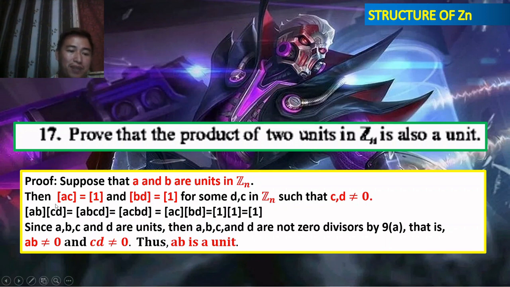Now class, AB times CD is equal to ABCD, then ACBD, rearranged since this is commutative. Then we regroup as AC times BD. AC is 1, so we replace it with 1, and BD is also 1, so 1 times 1 is 1. So the class AB times CD is equal to 1. We want to show that the product AB, where A and B are units, is also a unit.